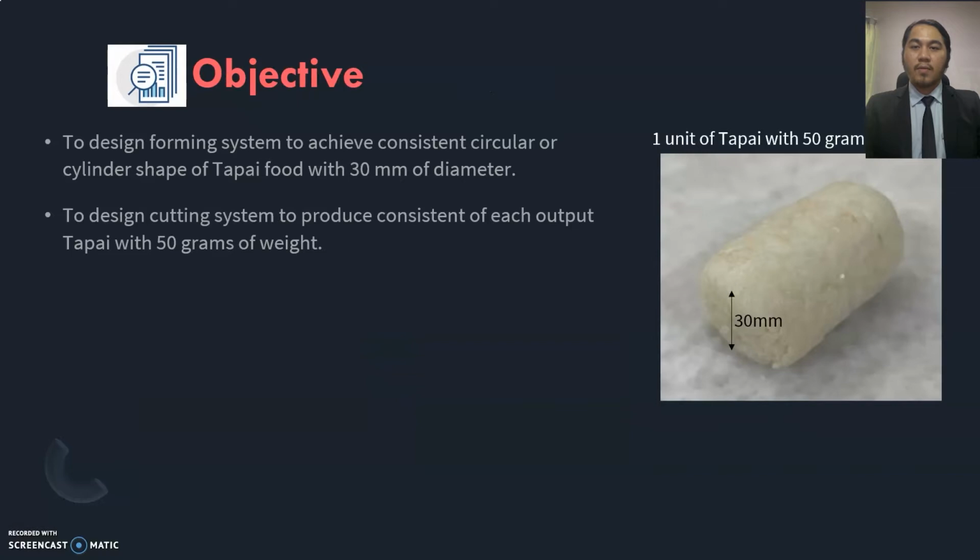The objective of the project is to design forming system to achieve consistent circular or cylindrical shape of tapai food with 30 mm diameter. The second objective of the project is to design cutting system to produce consistent output of each tapai with 50 gram of weight.